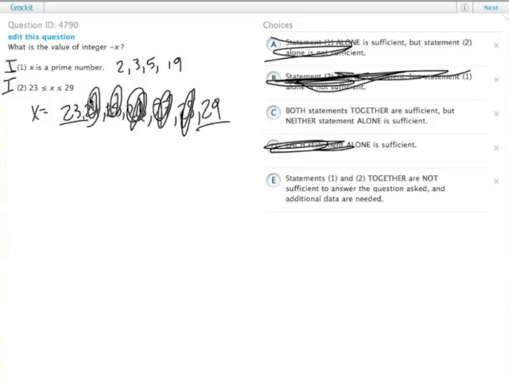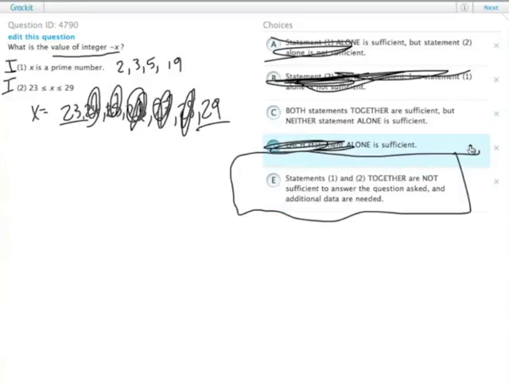Both are prime. Again, though, we need a single value, and even though we've narrowed it down to 2 prime numbers, we need one of them. So even in conjunction, the 2 statements are insufficient. We couldn't narrow it down to a single value for the opposite of x.